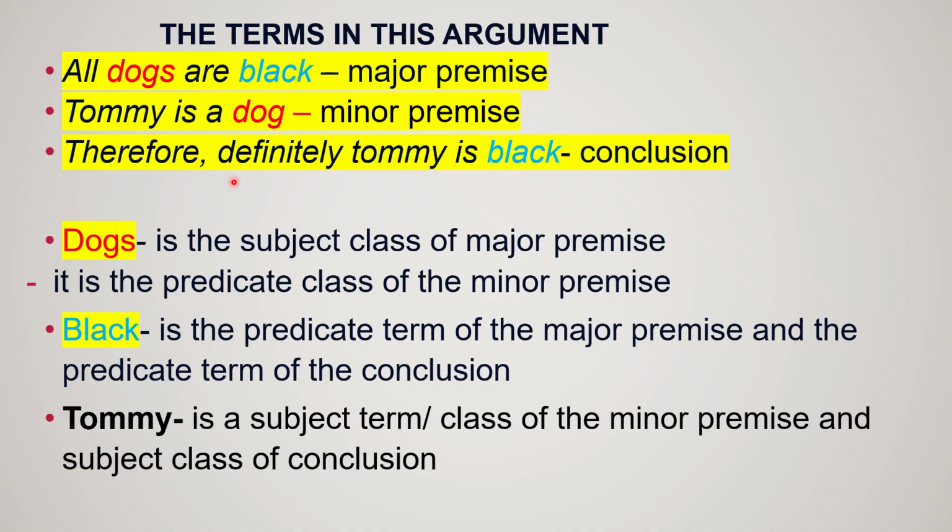If you look in here, that is why it is called a standard categorical syllogism. Two terms are repeated twice, but not in the same proposition. And then the predicate of the conclusion is held by the predicate of the major premise. We're going to learn more about forming such arguments as we continue this session.